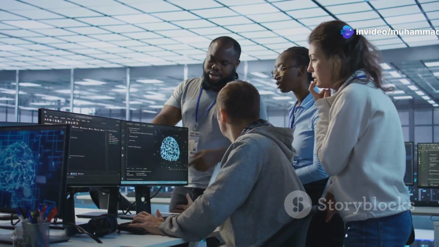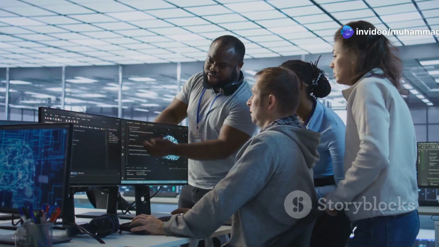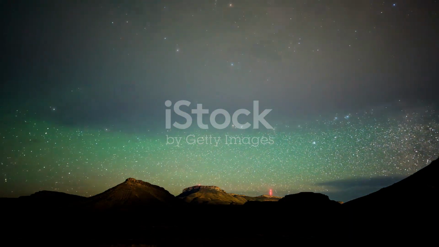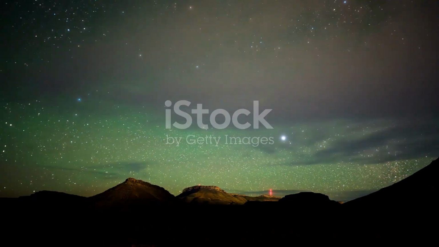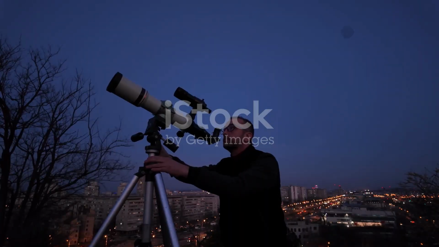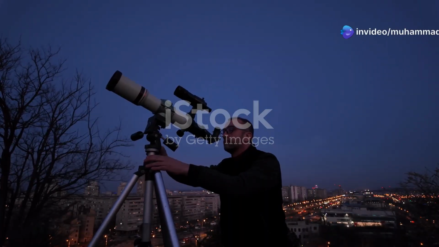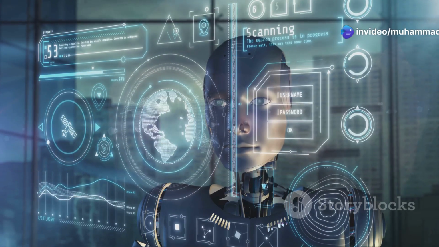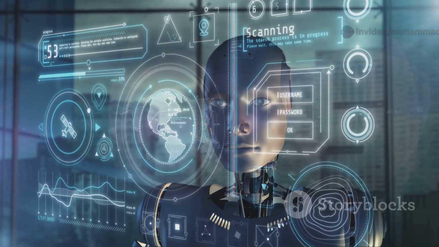Welcome to our deep dive into the fascinating world of artificial intelligence, or AI. When I look up at the night sky, I see endless possibilities, galaxies upon galaxies. The human mind has always tried to make sense of the vastness of the universe. And in a way, AI is our attempt to create something equally vast, equally complex right here on Earth.